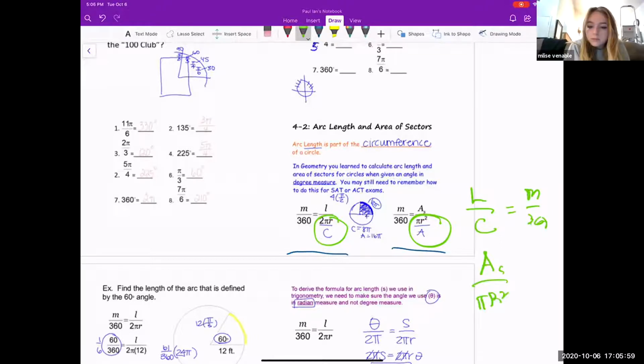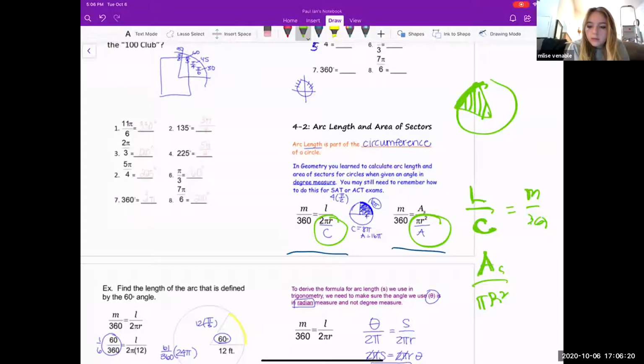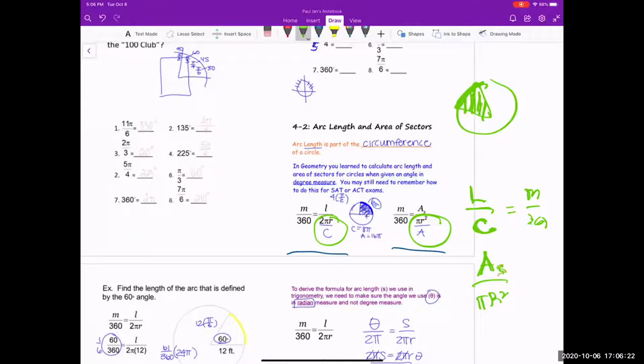And the reason why these are like this is because you are looking at a part of a circle. This is part of a circle. So you see this length right here, and then this area of a sector. That's why you have these equations: a length over the circumference, because they're related. And then you have an area of a sector over the area of a circle, right? So that's how I usually remember it.